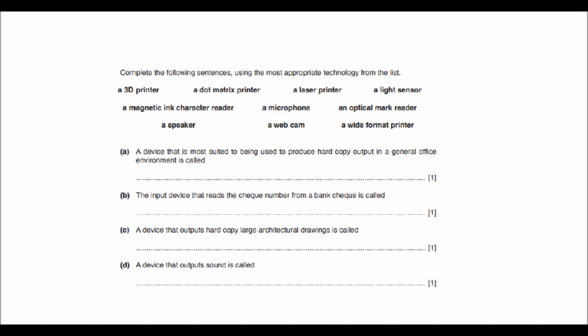Next question. A device that is most suited to being used to produce hard copy output in a general office environment. Just imagine, in a general office environment, what is that? That would be laser printer. Then this one is magnetic ink character reader, as we said earlier. Then this one is a wide format printer, as I showed you earlier. And the last one will be a speaker.